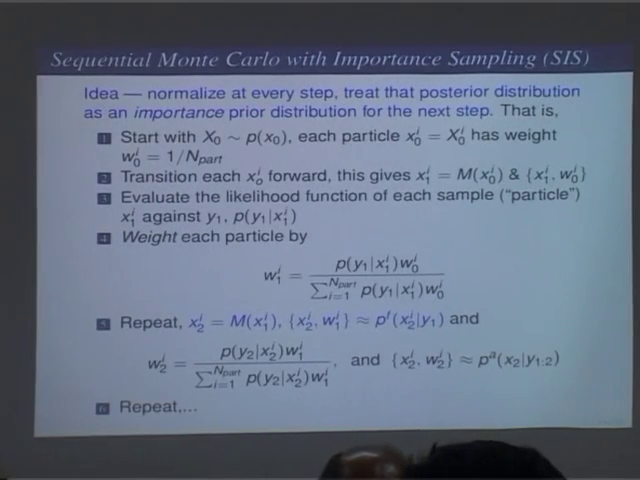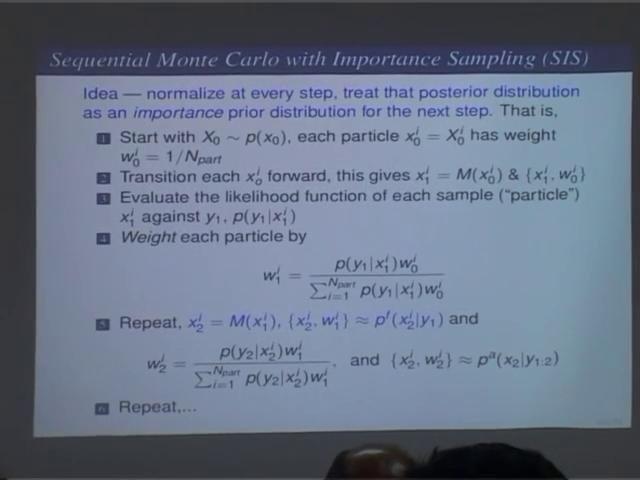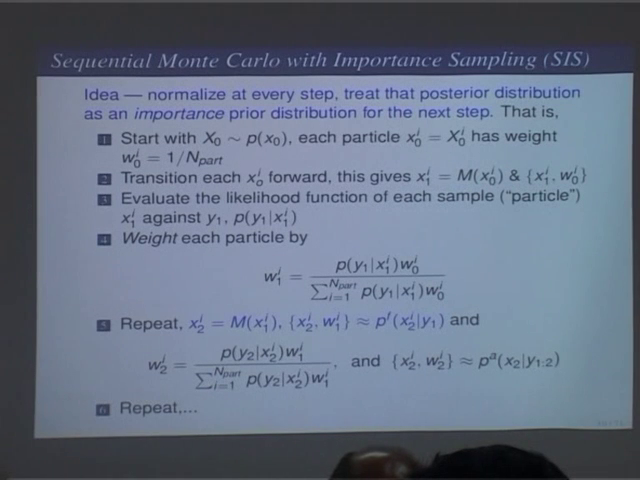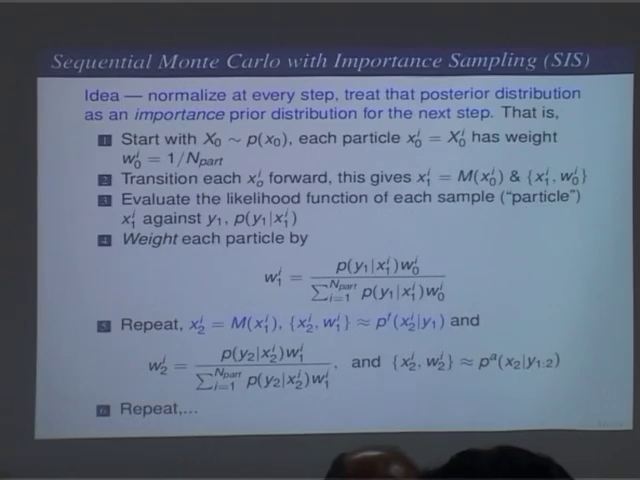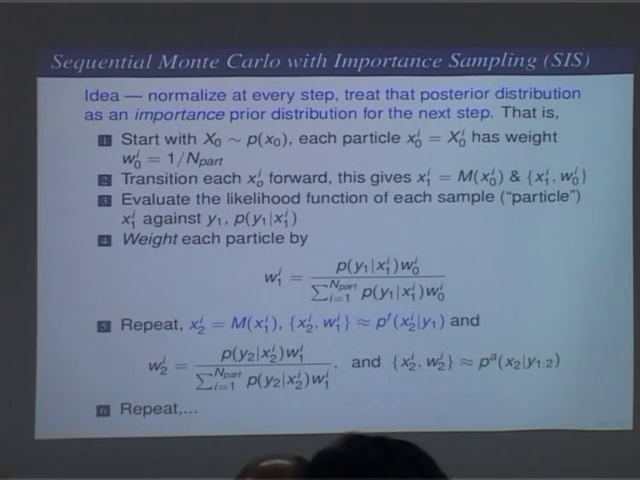All right, so here's the algorithm to do what I just described. You normalize every step and treat the posterior distribution as an importance distribution for the next step. Right? So again, we start where we started. We transition each of the particles forward according to the model. We evaluate the likelihood. And it's always going to look like this now. So the weight of the particle from the previous time step times the likelihood, and we normalize it. Right? And then we just repeat this process, and this is kind of the key, right?